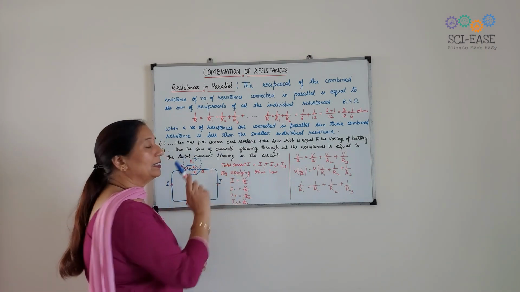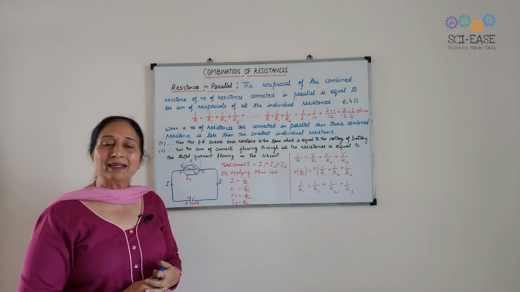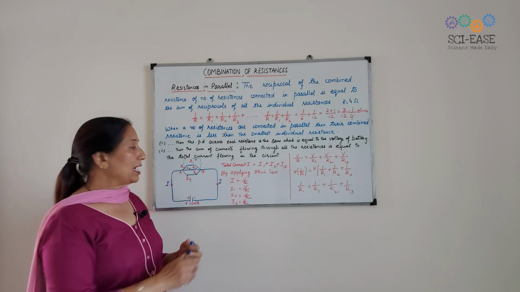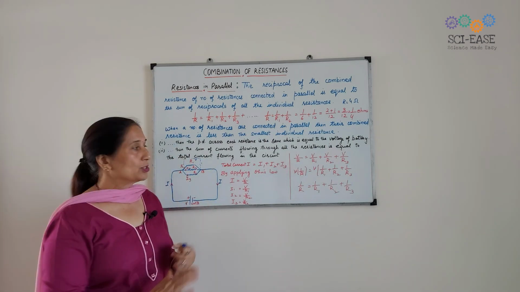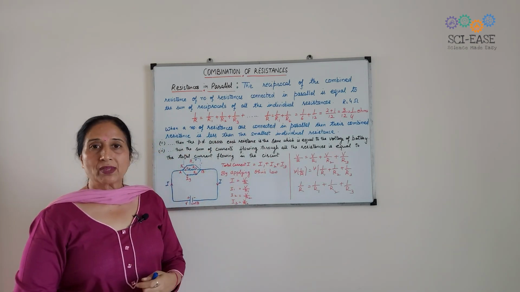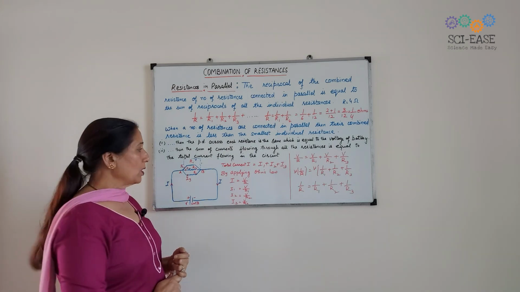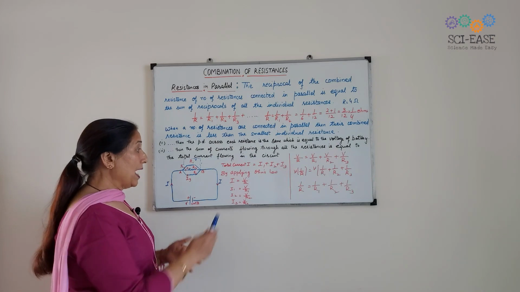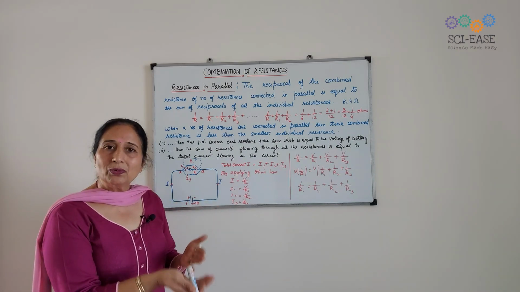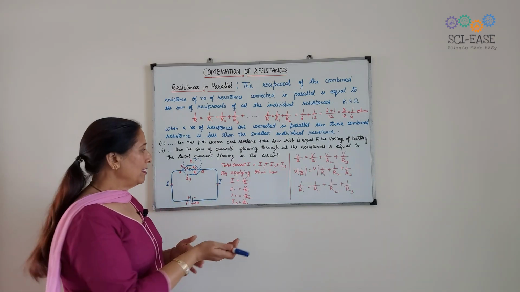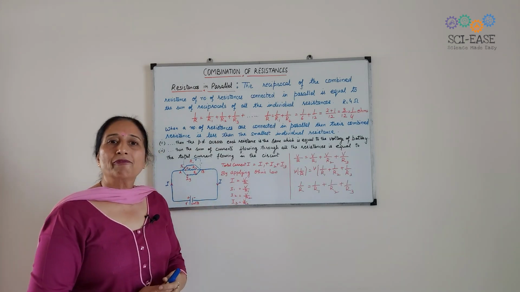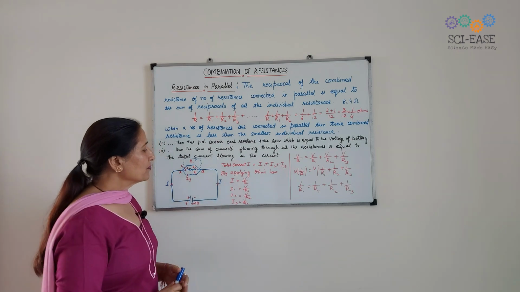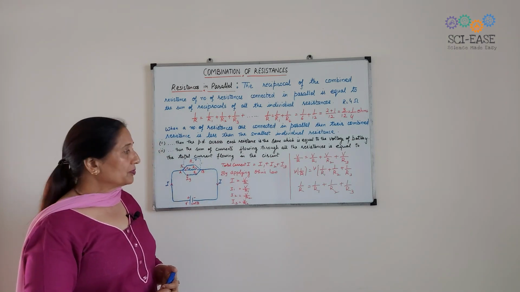Now, the total current, as I have told you, is equal to I1 plus I2 plus I3. I have taken 3 resistances here, so it is up to I3. Now, by applying Ohm's law, I is equal to V by R, and I1 is equal to V by R1, I2 is equal to V by R2, and I3 will be equal to V by R3.